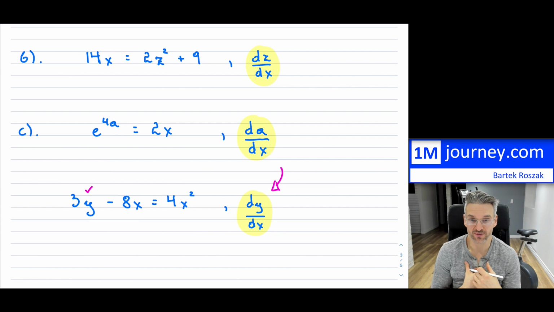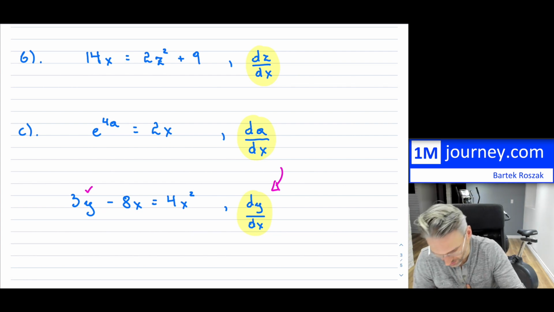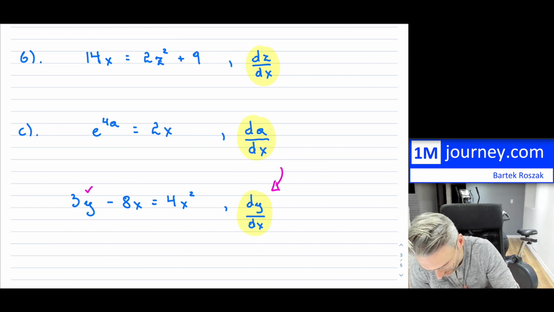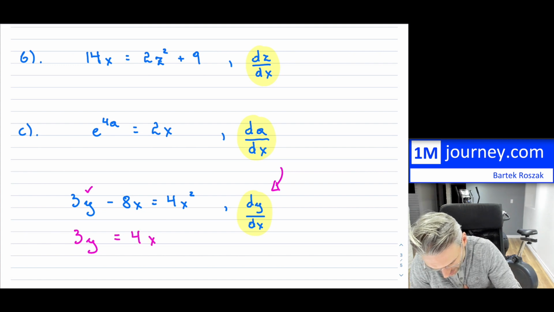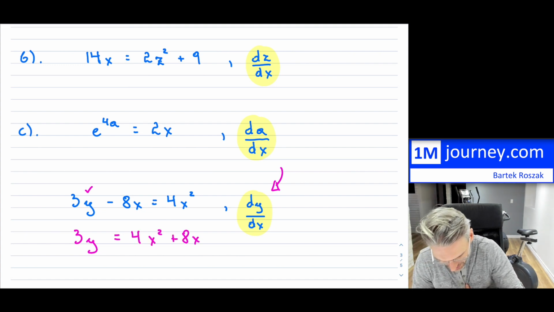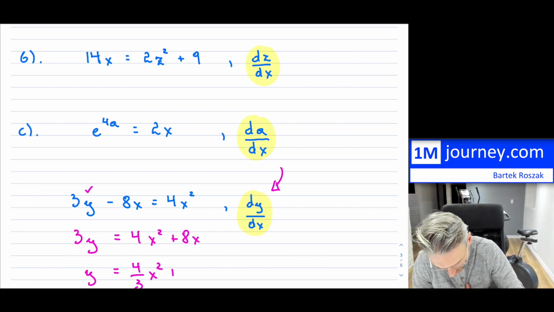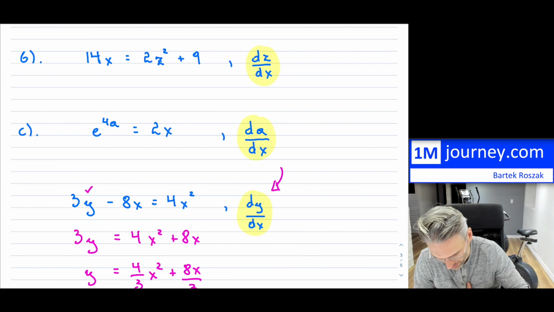And the first thing, if someone said find the dy dx, what I would do as a student is say, okay, let me solve or isolate for y. So I would have done something like this. 3y is equal to 4x squared plus 8x. And then I would divide by the 3, so I would get y is equal to 4 over 3 x squared plus 8x over 3, and it's just dividing by 3.